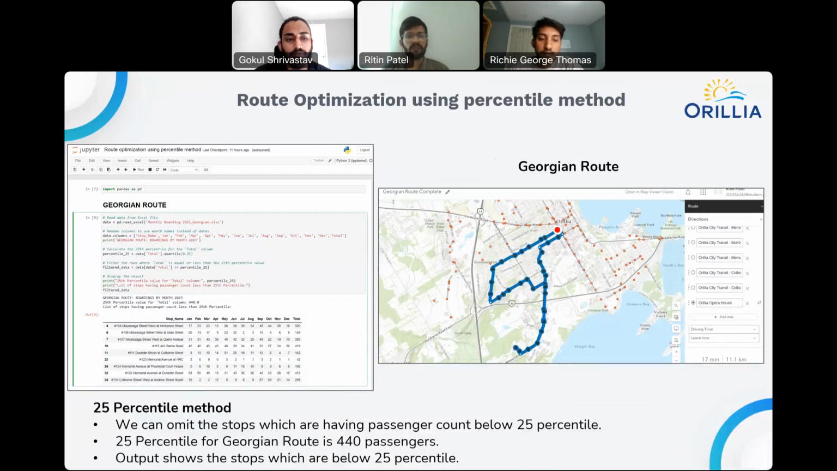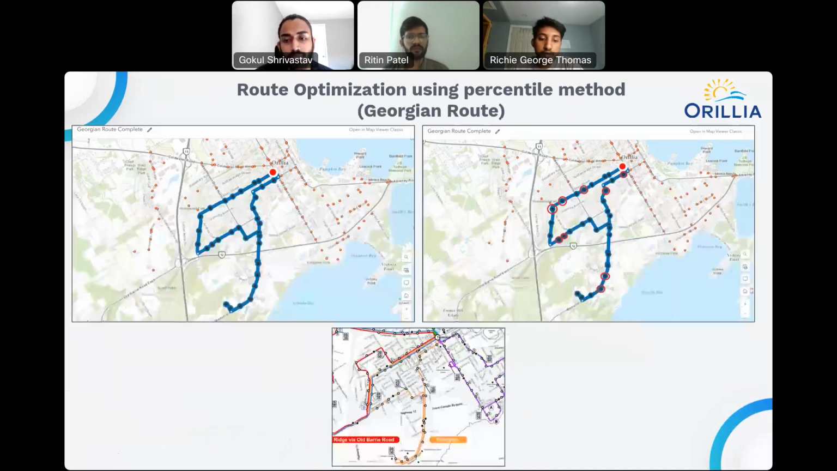The first approach we have done is the 25 percentile method, where we omit all the stops whose passenger count is below the 25th percentile. On the right side, we can see for the Georgian route, the 25th percentile was 440 passengers. This output basically shows all the routes, all the data, and this is the Georgian route map that is filtered with the percentile, and the one below is the original map.